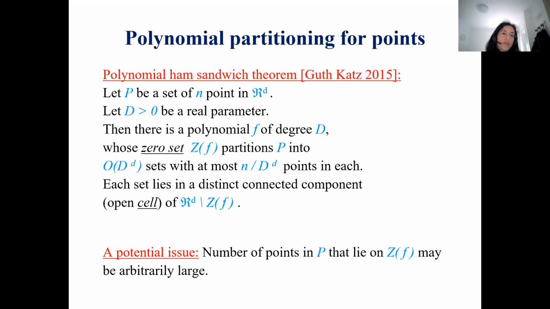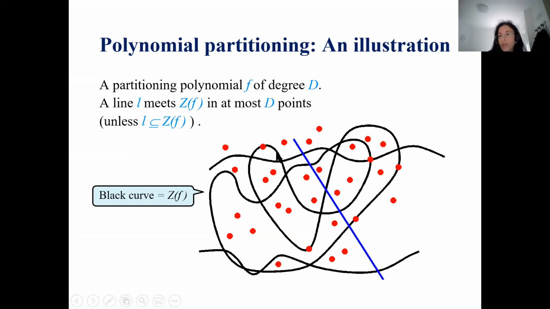Okay, so I will show you an illustration of polynomial partitioning. Let me just comment that a typical issue in this partitioning is how to handle the points on the zero set, because in principle there is no restriction on how many points can fall into the zero set, and in particular all the points can fall there, and then each problem has to handle the zero set in its own way.